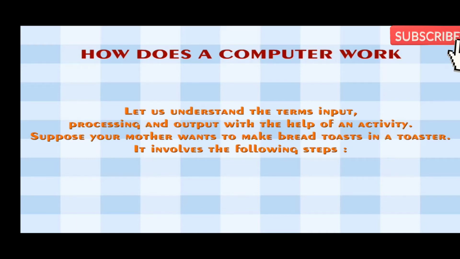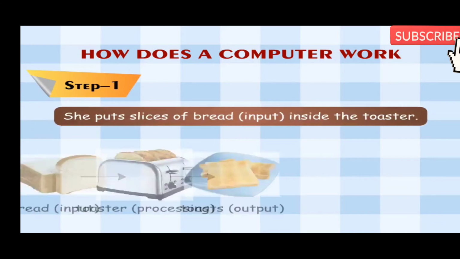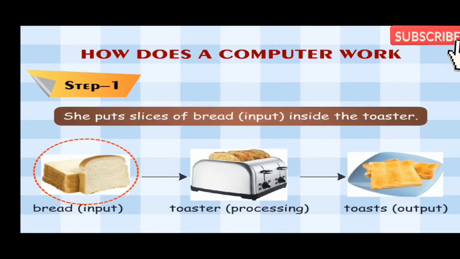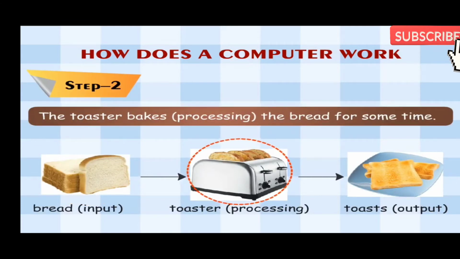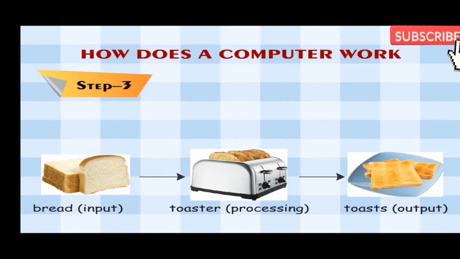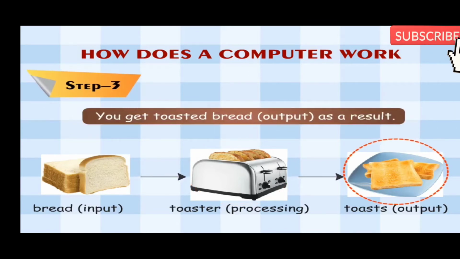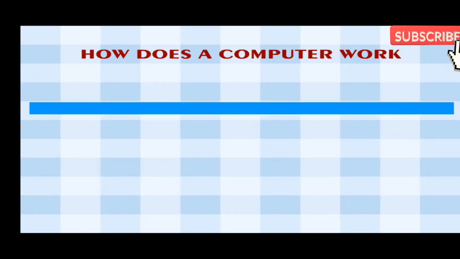Suppose your mother wants to make bread toasts in a toaster. It involves the following steps. Step 1. She puts slices of bread, input, inside the toaster. Step 2. The toaster bakes, processing, the bread for some time. Step 3. You get toasted bread, output, as a result.